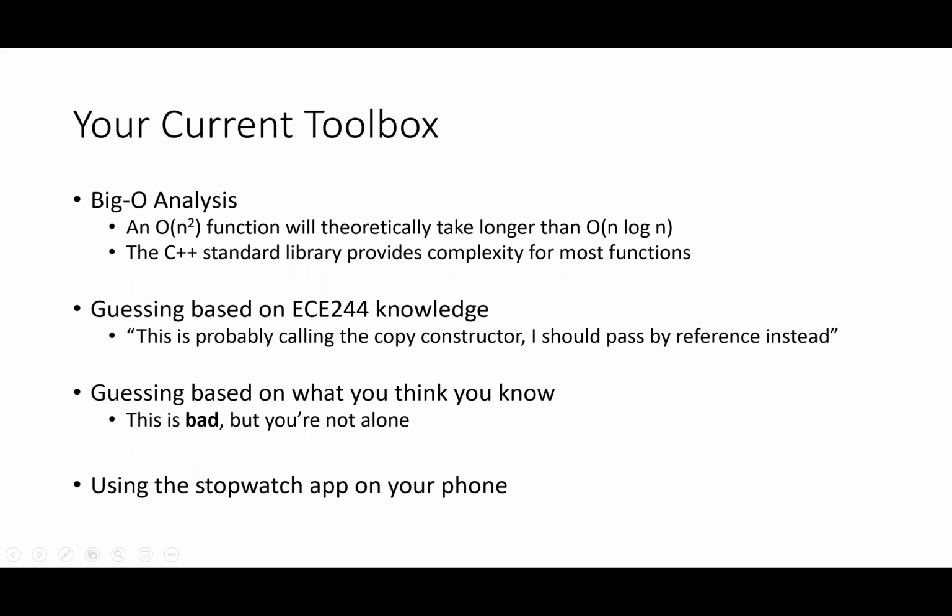Okay, so what do you know how to do in terms of figuring out where time goes? So you know big O analysis, and it's a powerful tool. You know that an order n squared function, for example, will eventually take longer than order n log n for sufficiently large n. If n is small, you don't really know which one's faster, but if n's big, n squared is eventually going to be slower.